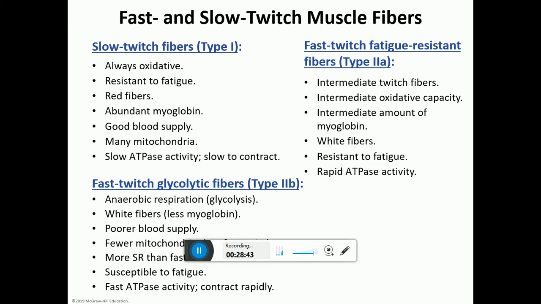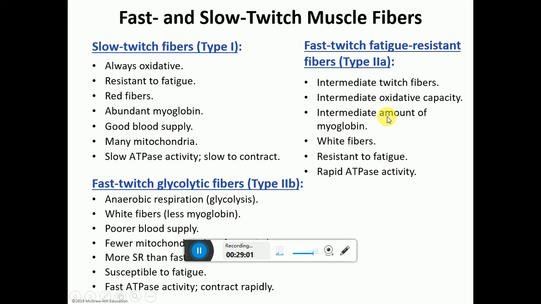They have fewer mitochondria, so they have the ability to contract very fast, but they run out of energy pretty fast. They're very susceptible to fatigue. The fast twitch fatigue resistant fibers are kind of somewhere in between both of these types. So everything you see is intermediate.